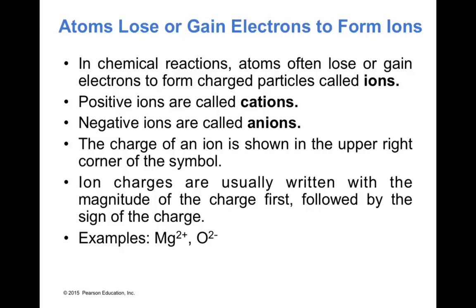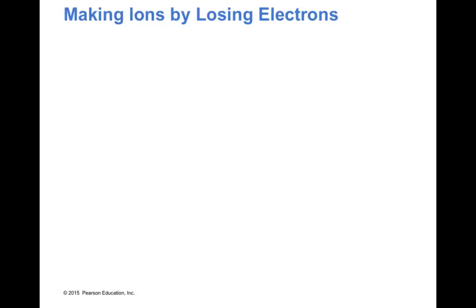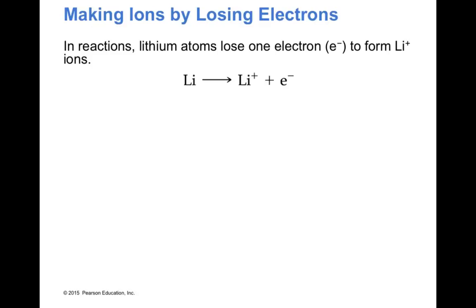Let's see some examples. In reactions, lithium atoms lose one electron to form lithium 1+. So here we have lithium as an element, but in a chemical reaction, it loses one electron, so that's why it becomes a positive ion, also known as a cation.